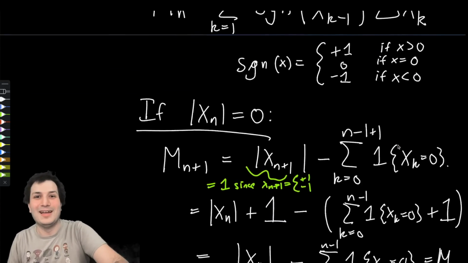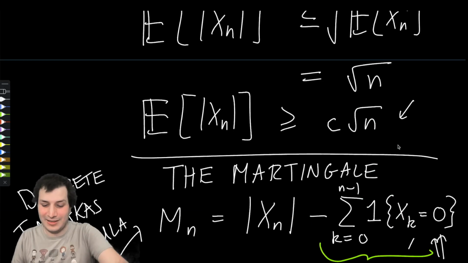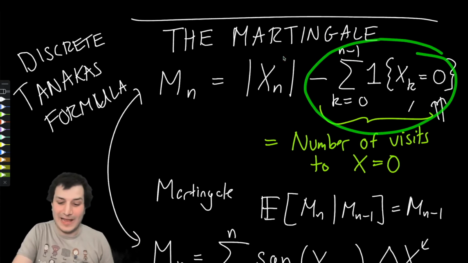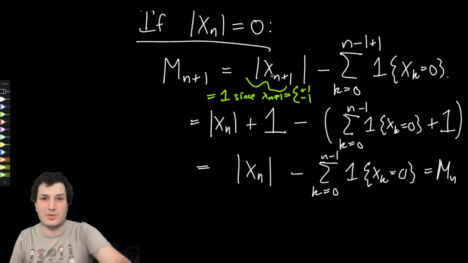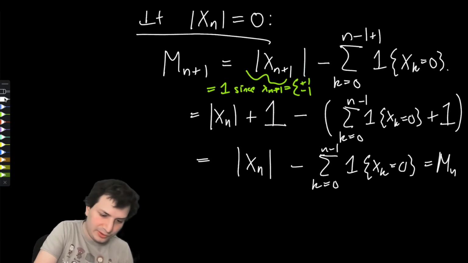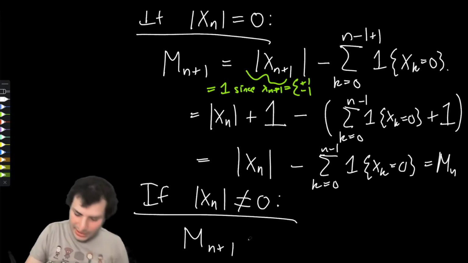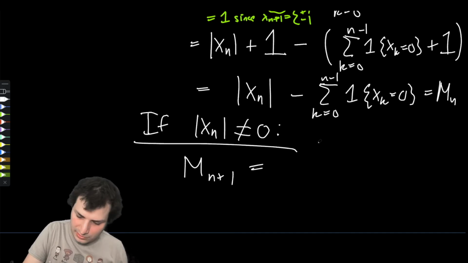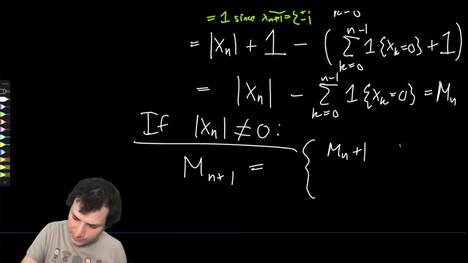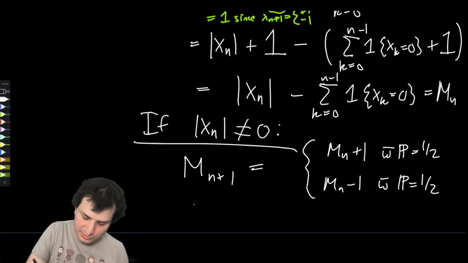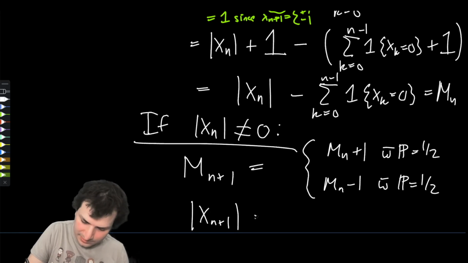Okay. On the other hand, if x_n is positive, then what's going to happen? This term just won't be changing, and this term will be equally likely to go up or down. So let's write that down. If x_n is not equal to 0, then I claim that M_{n+1} is going to be M_n plus 1 with probability 1/2, and M_n minus 1 with probability 1/2. And the reason is that x_{n+1} also has this property, and the other term is not changing.